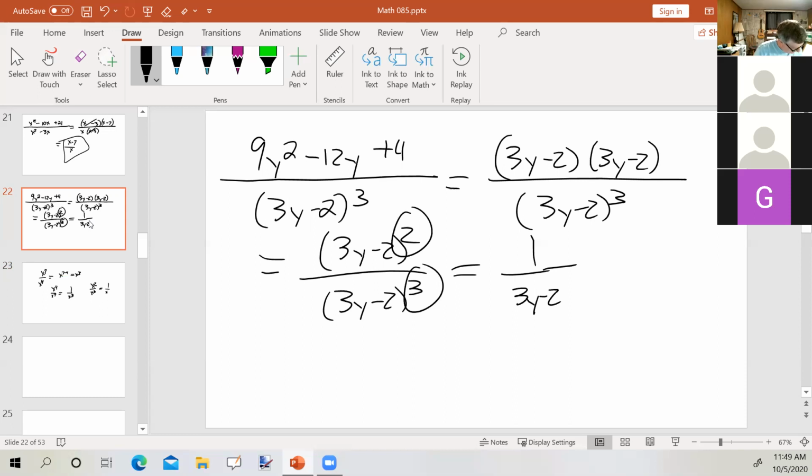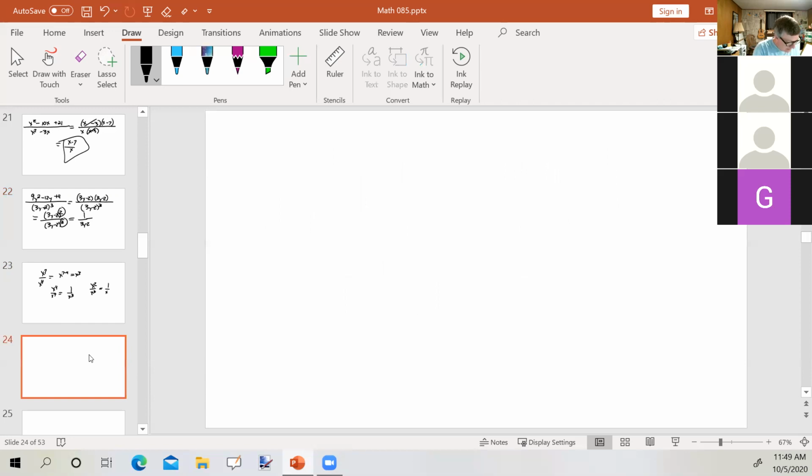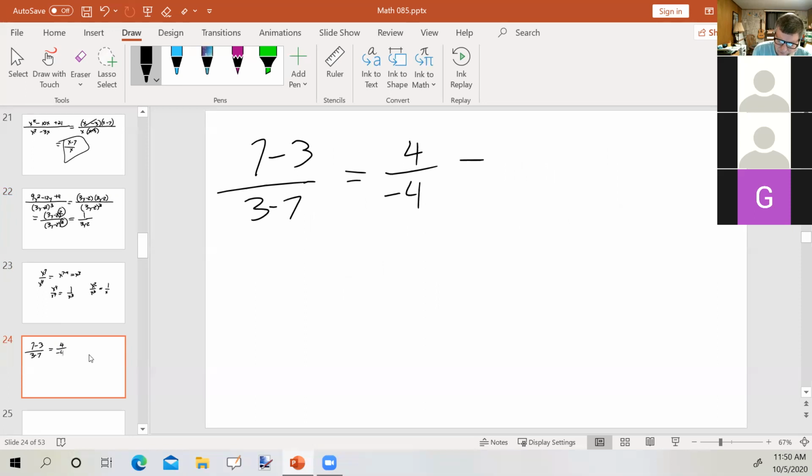Okay. Now, there's a pattern, and if you can see it, it makes life much easier. So let's see if you can see it. 7 minus 3 over 3 minus 7. What's 7 minus 3? 4. What's 3 minus 7? Negative 4. What's 4 divided by negative 4? Negative 1. 10 minus 6 over 6 minus 10. Oh, you know what? I need to use different ones because we're going to get the same numbers, and I don't want the same numbers.